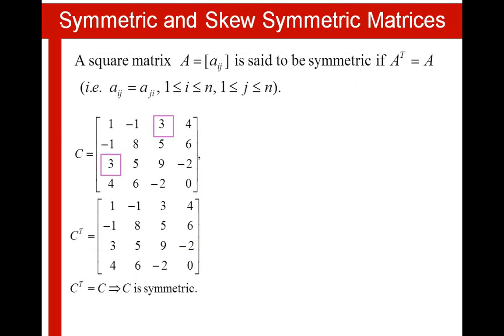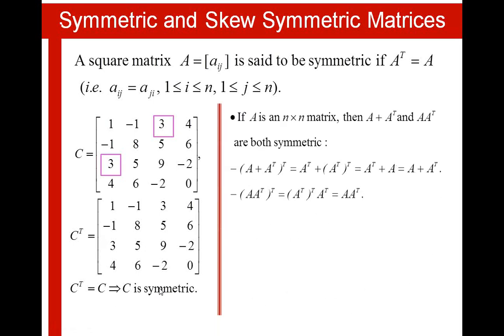What are some of the properties of a symmetric matrix? A square matrix A is said to be symmetric if A transpose is equal to A. Therefore, whenever A transpose is equal to A, the matrix A is called a symmetric matrix. This is an example, matrix C and matrix C transpose. If you compare the two together, you notice that C is equal to C transpose, therefore C is a symmetric matrix.